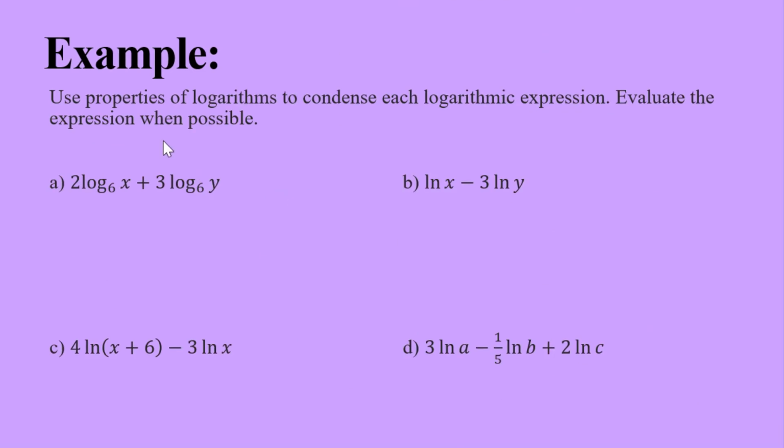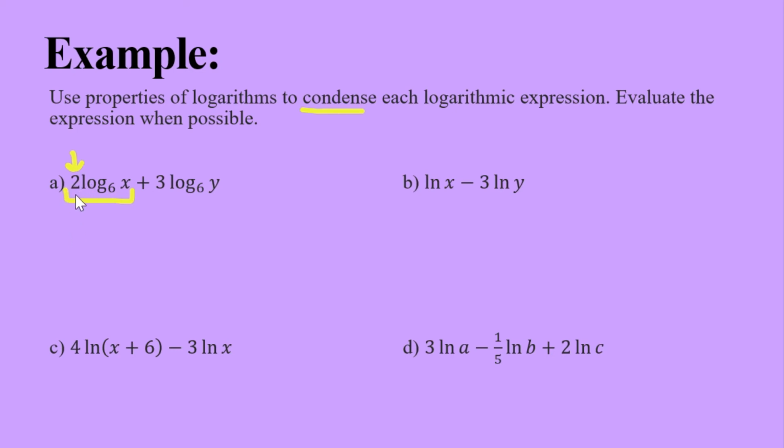Now let's suppose we want to go in the opposite direction, and let's suppose now we want to condense the logarithmic expressions. So if you look at this first example, you can see that it's in the expanded form because we have two logs here, and we want to condense it down to just one log. So if we take a look at this first term, we have 2 times log base 6 of x. Well, we see that we have this constant here, that coefficient in front, and so we kind of just want to go in the opposite direction.